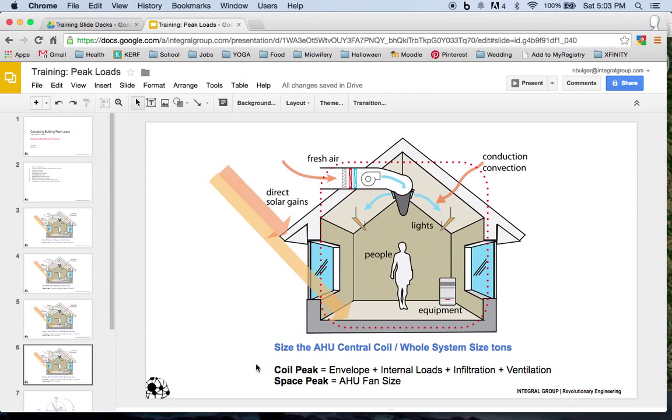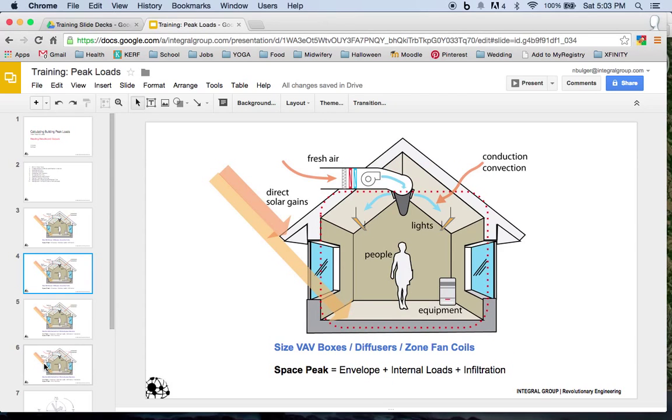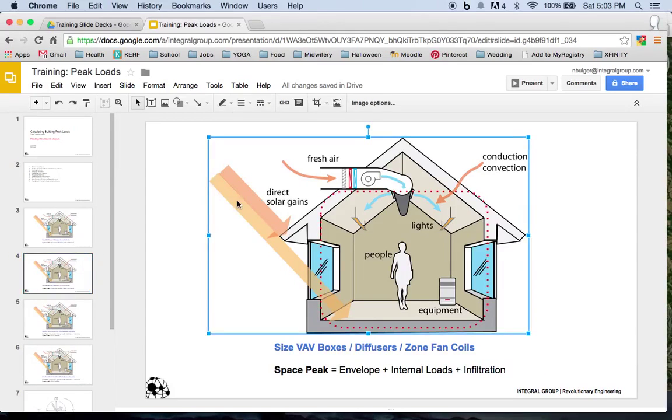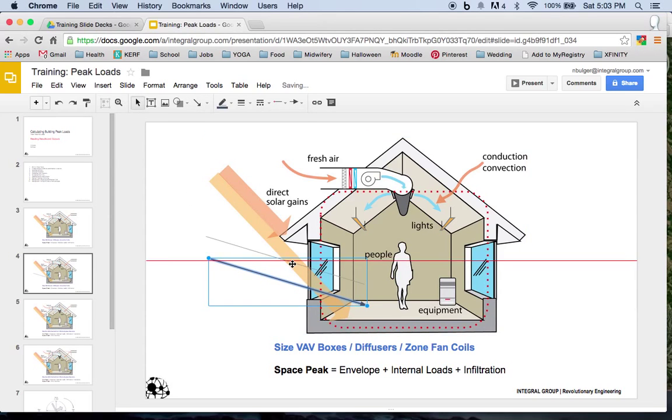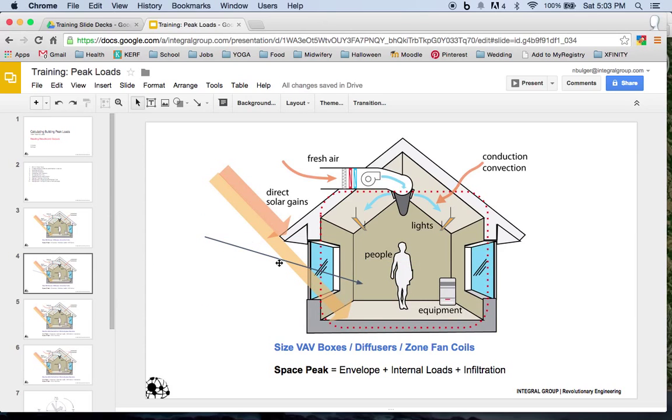The coil peak and the space peak may not occur at the same time, and that really has to do with the shading of a building most often. You may get a space peak that is coming in the winter when the sun is lower in the sky, and is sort of missing the shades. If the sun was very low in the sky, and maybe let's say we had a really insulative envelope, the roof was R60 and the wall was R40, and there was no conduction or convection coming through here at all, we're just dealing with the internal loads and then the direct sun.